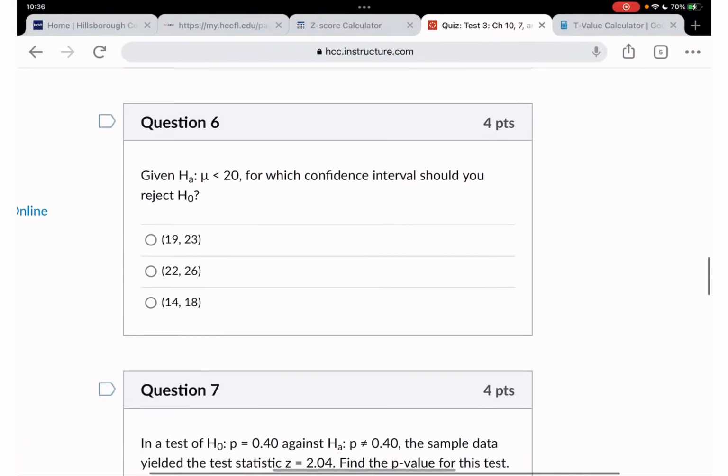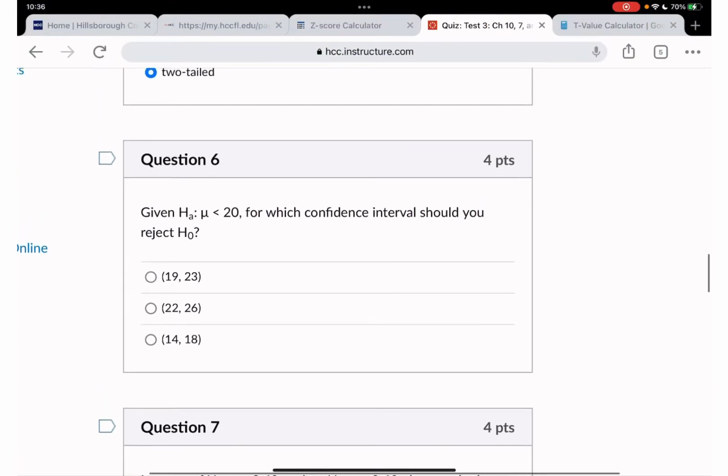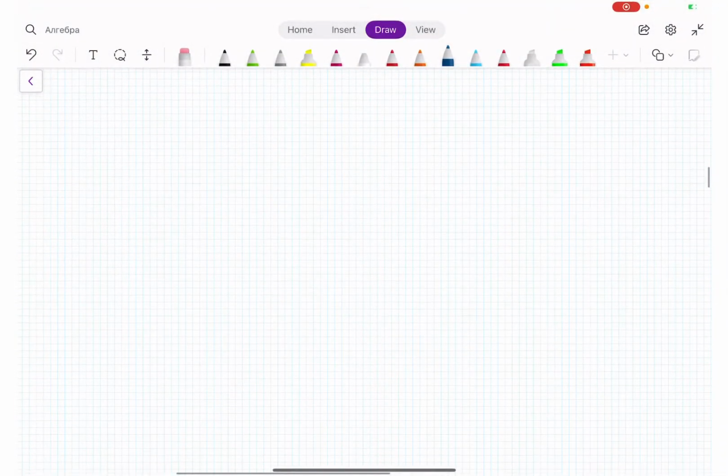Question number 6. Given mu is less than 20, for which confidence interval should you reject the null hypothesis? Okay, let's do this. Mu is less than 20.